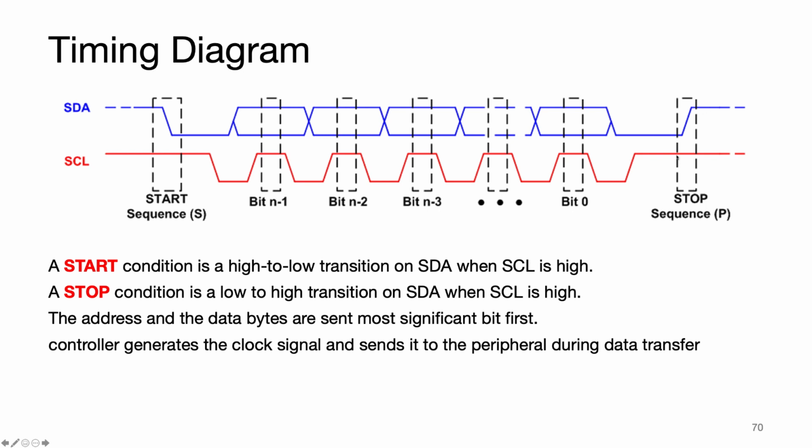Likewise, there's a stop condition where clock has to go high for a while and then SDA goes high. And this has to be a longer timeout than one of these bits would be. There has to be a timeout condition, and that's signaling that the bus transaction is over. Okay? So we have start and stop bits.